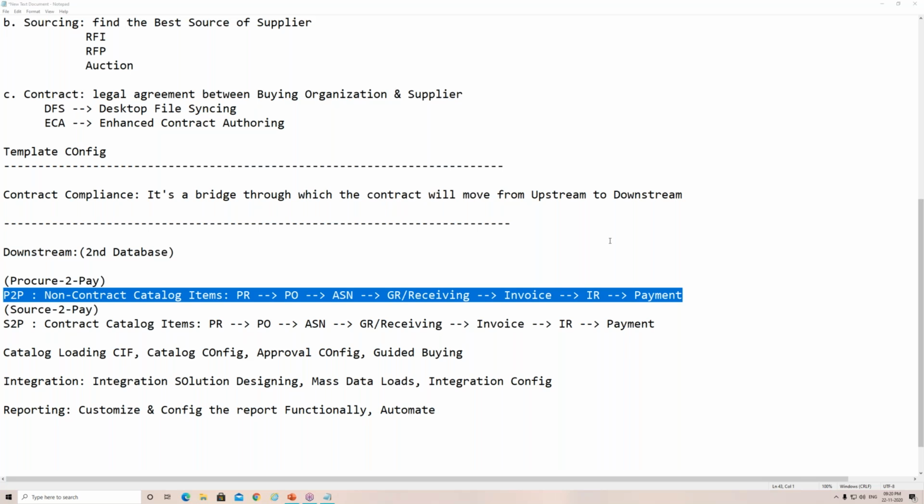That means almost like building new software. So Ariba knew that if they did that, it would be a very big issue. But from a user point of view, a functional consultant point of view, an end user point of view, you will see only one URL with upstream and downstream solution. So you will believe it has only one database, only one application. But in reality, it was designed as two separate databases and two separate applications.